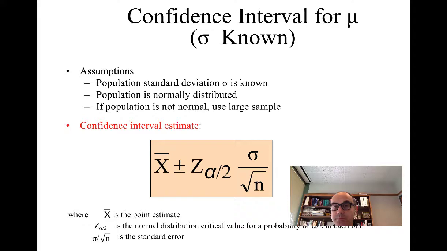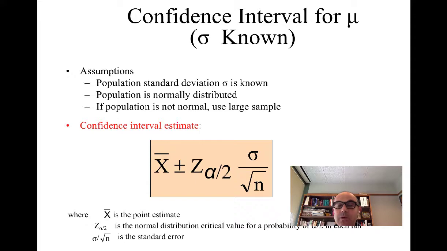When it's known, the population standard deviation is known and the population is normally distributed. If the population is not normal, we usually use a larger sample size in order to overcome this idea. So the confidence interval estimate contains the following formula, and now it's really important.